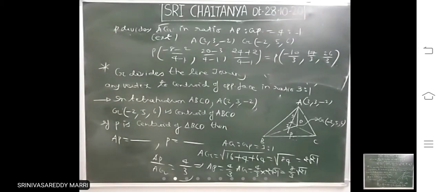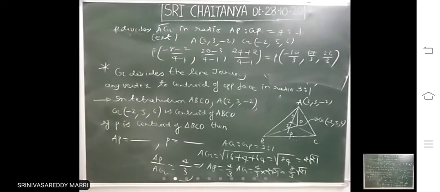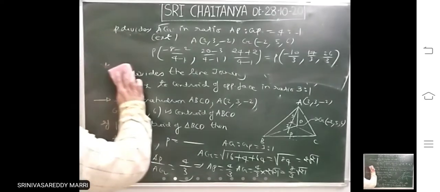Like that, after finding the ratio, use the external division formula. Like that, this is tetrahedron property.